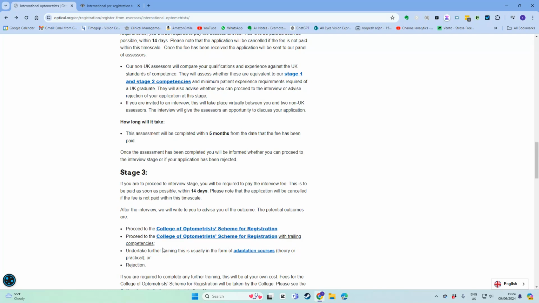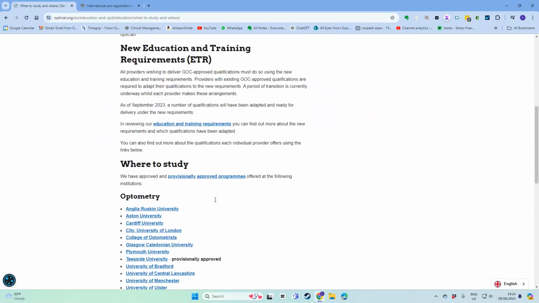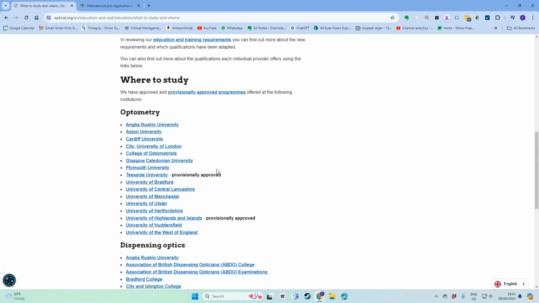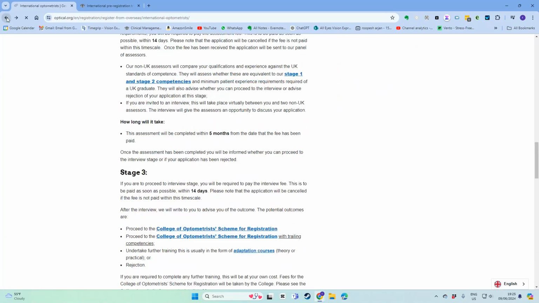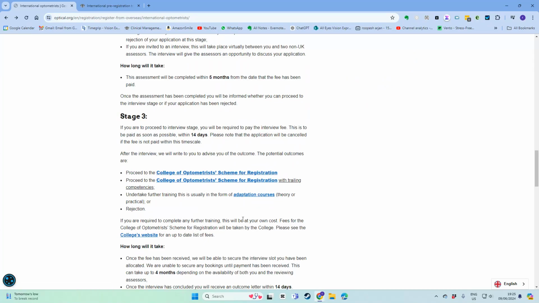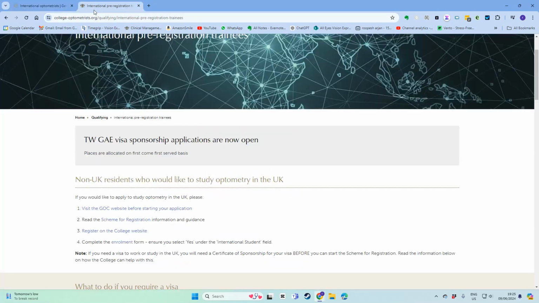with trailing competencies. So you might have to do some kind of university course, and then further training is adaptation courses. And they give the links for where the adaptation courses are. So, you may well have to go to a university course before you start. The ideal you want is really to hit the Proceed to College of Optometrists scheme for registration. So that effectively is the College of Optometrists scheme for registration.